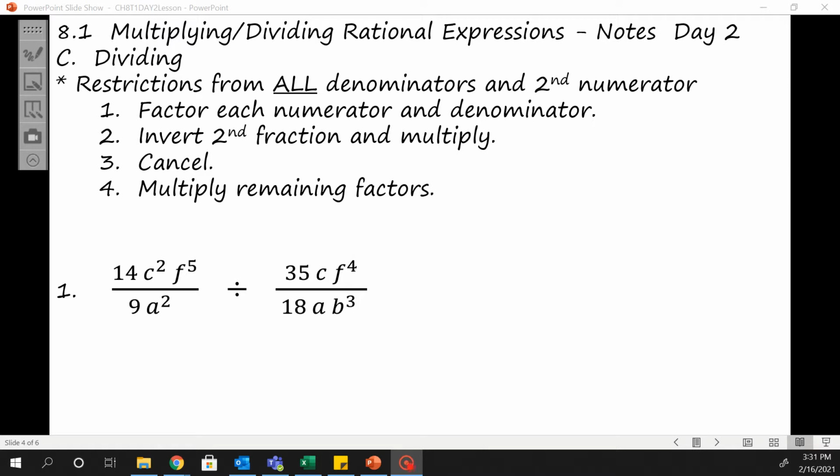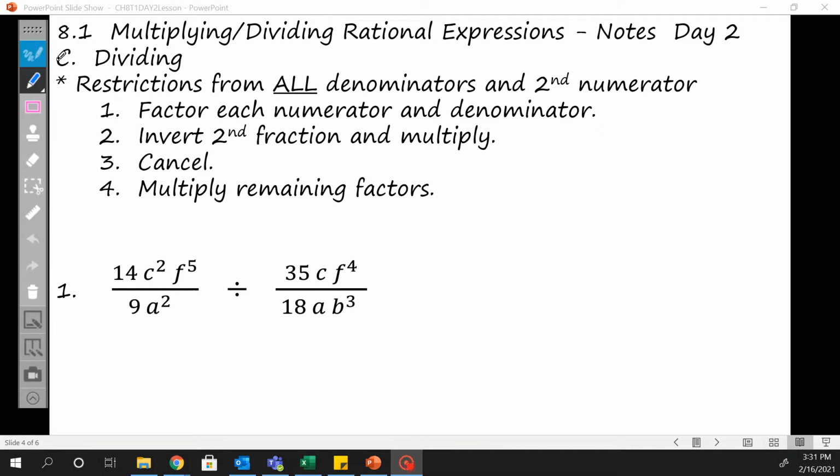Let's take a look at dividing rational expressions. We saw multiplying, let's look at dividing. Dividing is very similar to multiplication. You just have to remember that when you divide, you are actually multiplying by the reciprocal.